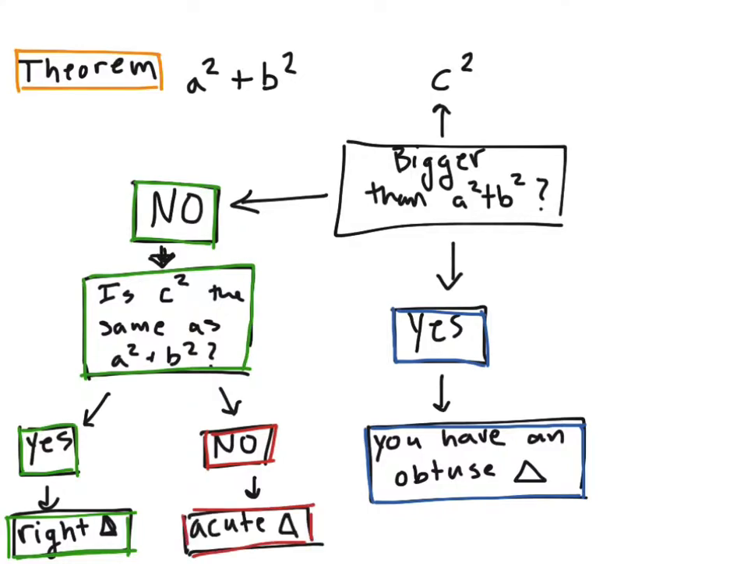On the next page, I'm going to do a simplified version, because really, if it's bigger, you have obtuse. If it's smaller, you have acute. And if it's the same, then it's a right triangle. So I'll write that down. But this is a good way to explain it, I feel like. But maybe it's not. I don't know.